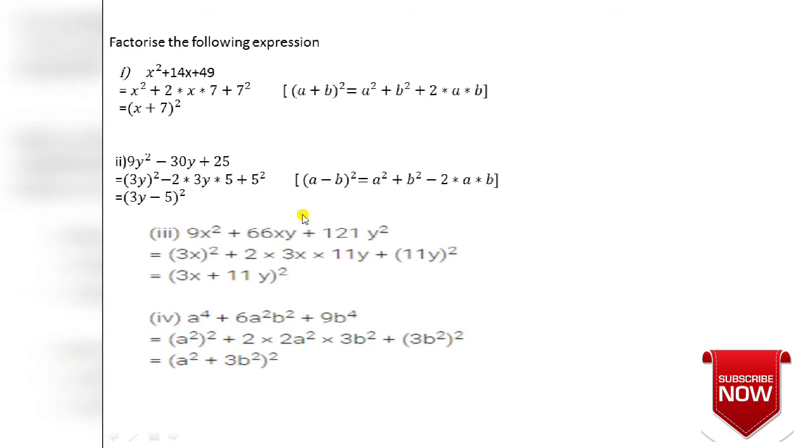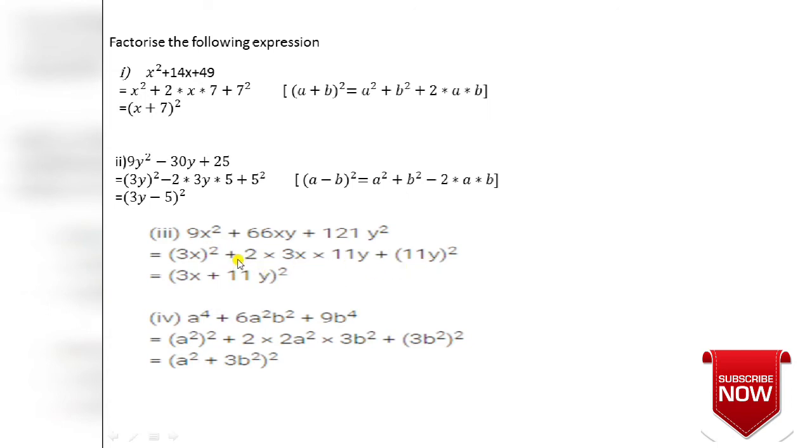So let's proceed further. Here is the third sum, which is given as 9x square plus 66xy plus 121y square. So 9x square can be written as (3x) whole square, and similarly 121 as (11y) square. As you can see, students, first we are taking the square of the first term, then we are writing the square of the last one, and then we are getting the values of a and b, and we are putting the values of a and b here and getting the respective answer. So here a equals 3x and b equals 11y.